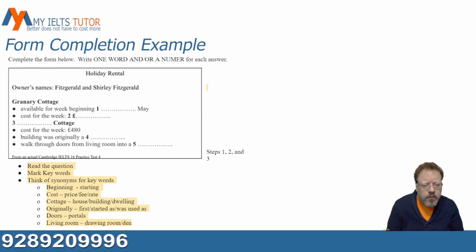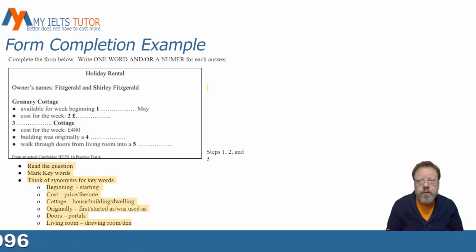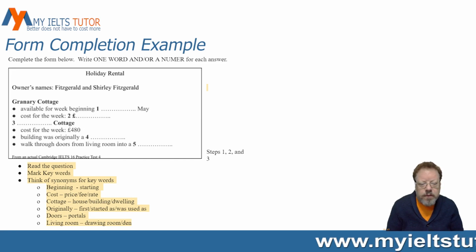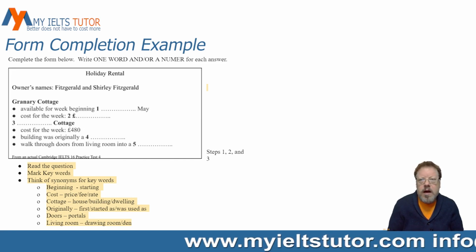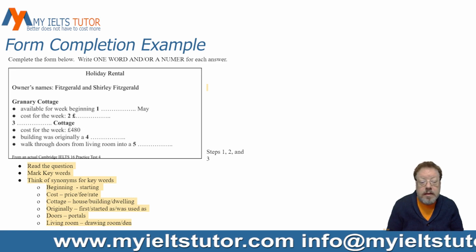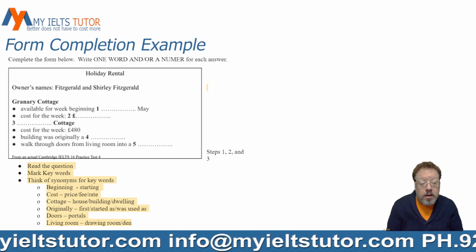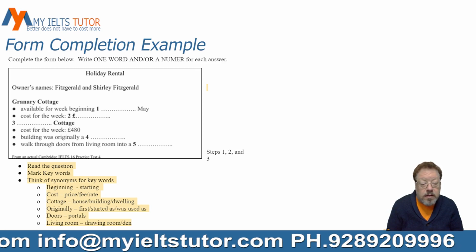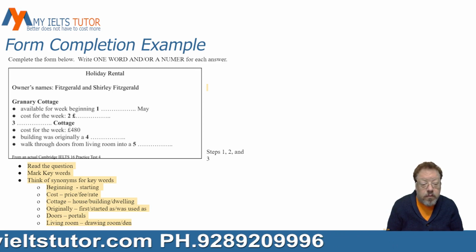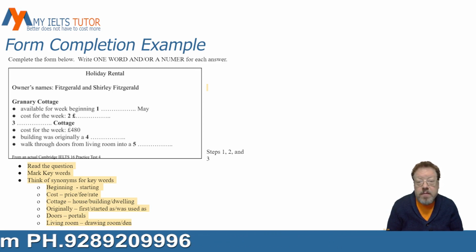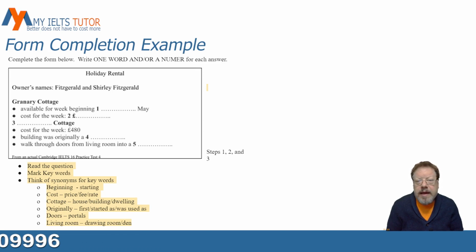And then for number 4, building was originally a blank. So here we're looking for what the building was used for prior to what it is now. And then walk through the doors from the living room into blank. So we're talking about a particular place in the cottage. So now we want to mark the key words here. First, for question 1, the key word is available. And so we can think of available as maybe being free.